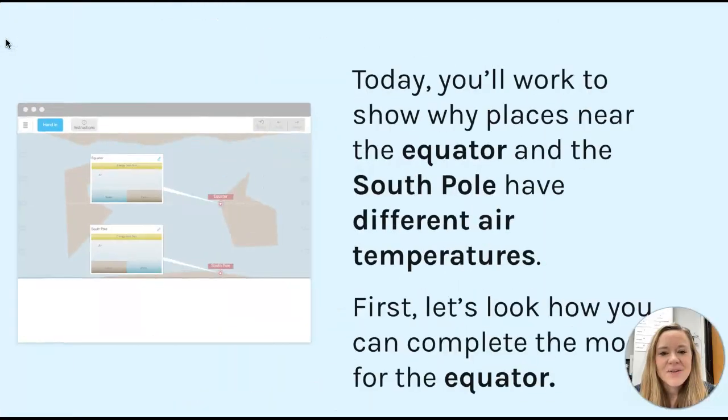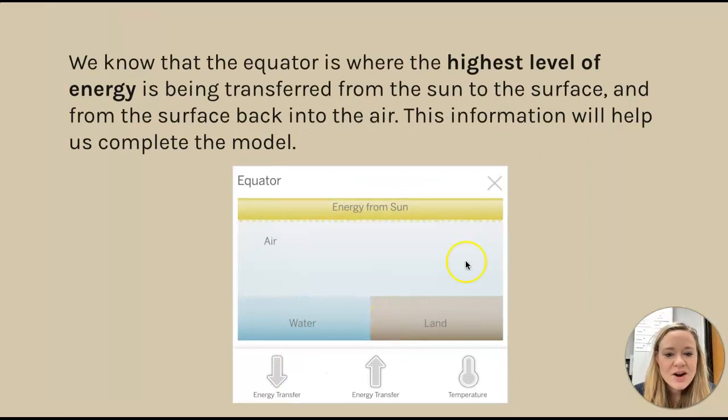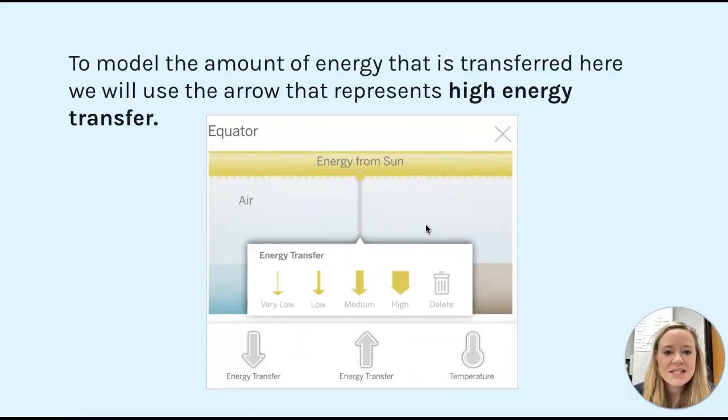Alright, so we are going to be looking at and showing why places near the equator or the South Pole have different air temperatures. So you're going to use this modeling tool to model this. Remember that the places near the equator are going to get more energy from the sun, where the places that are not as close are not going to get as much energy. We can change that amount of energy when we place something near the equator to show that there's a higher energy transfer.